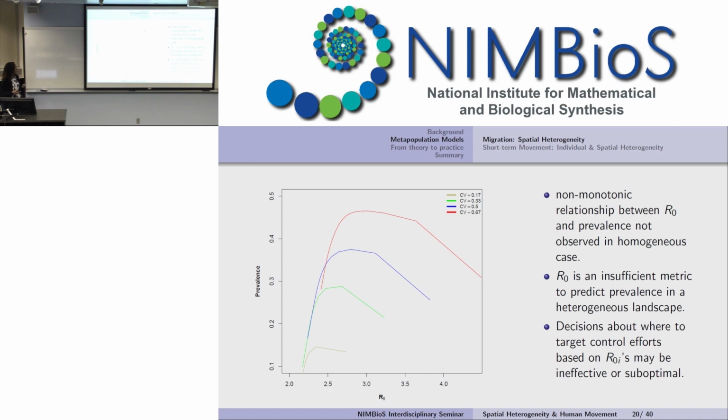And so this is highlighting the fact that if we were to make decisions based on the reproduction number alone, that's really not enough information to be able to say something about disease prevalence. We need to know something about the degree of heterogeneity in the region and how that region is connected.